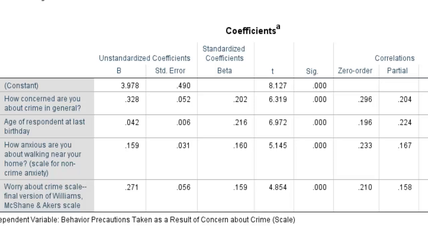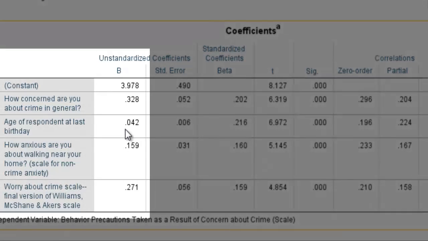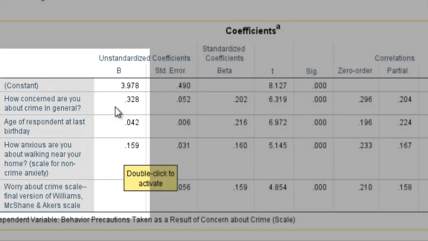That's first and foremost. Second, I want to look at the direction of all of those. So the directions are all positive. As worry increases, behavioral precautions increase. As general anxiety increases, behavioral precautions increase. As age increases, behavioral precautions increase. And as concern increases, behavioral precautions increase.